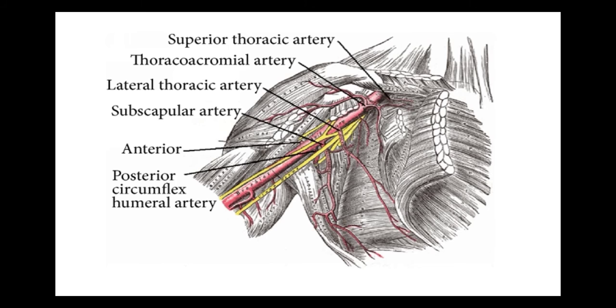This is the diagram of the axillary artery, which shows superior thoracic artery, thoracoacromial artery, lateral thoracic artery, subscapular artery, anterior and posterior circumflex humeral artery.